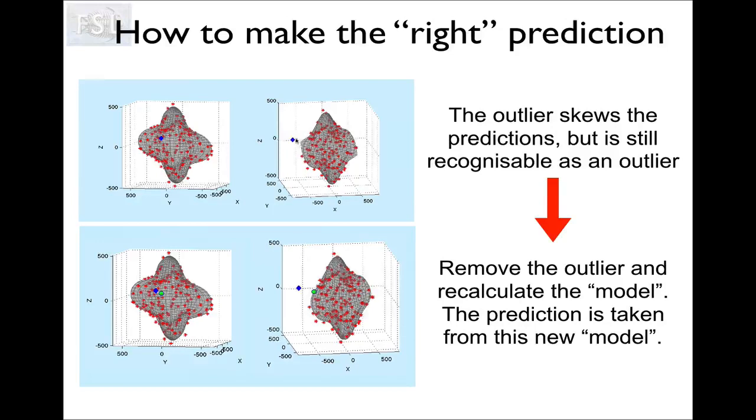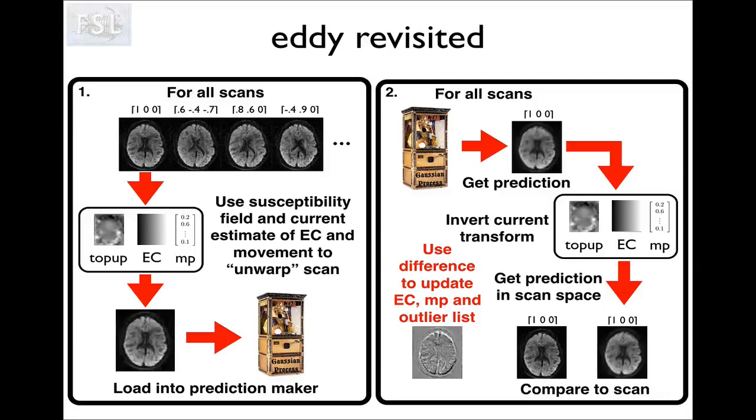So what we want to do is detect the outlier and then refit the model, this time without using that outlier. I've now refitted the model without that outlier, and you see the predictions in this area are now given by the surrounding points instead. So I can take that prediction and say, that's the prediction that I want to replace this outlier with. So let's go into Eddy Revisited.